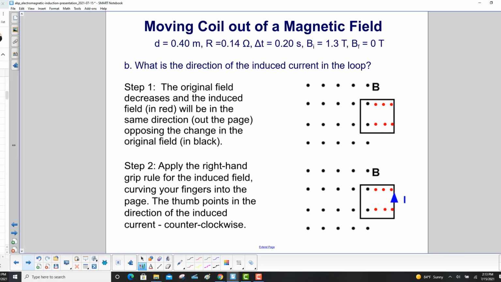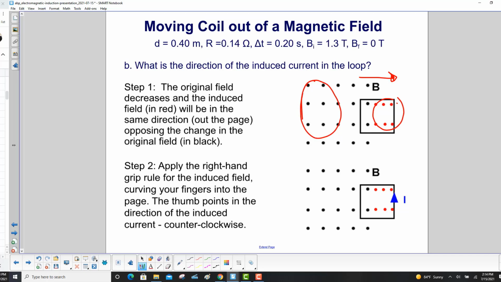Well, as the loop leaves the magnetic field, the magnetic field decreases. So the induced field in red will be in the same direction, which is out of the page, opposing the change in the original field, which is this black field, right? So it doesn't want to lose the magnetic field, so it generates a magnetic field in the same direction, which is out of the page.